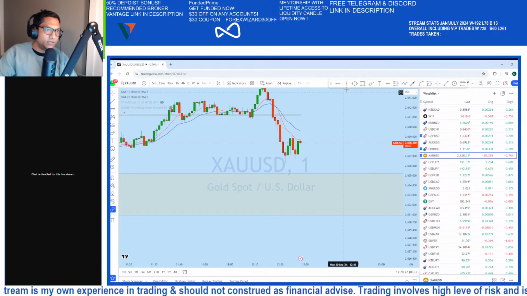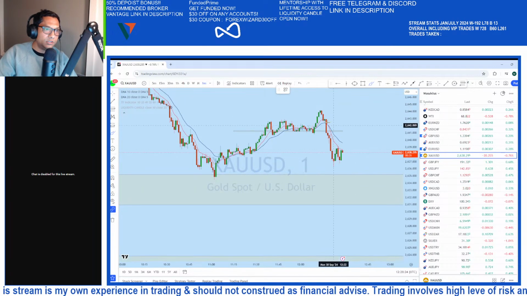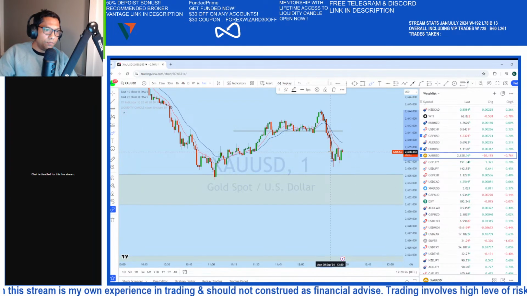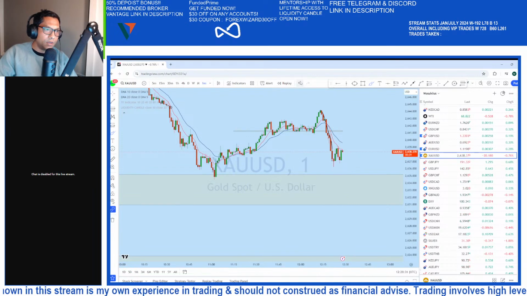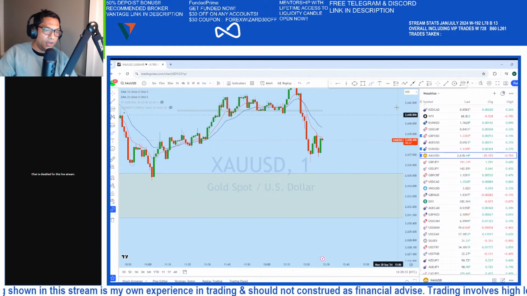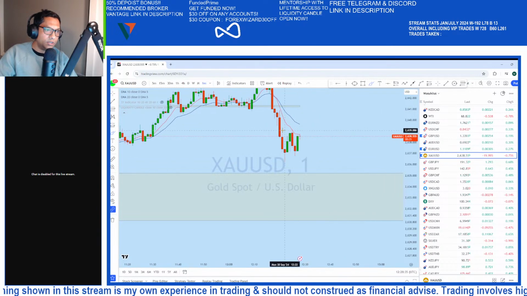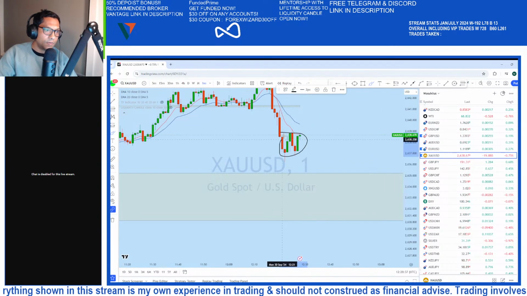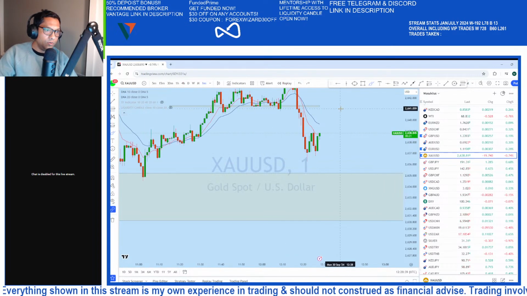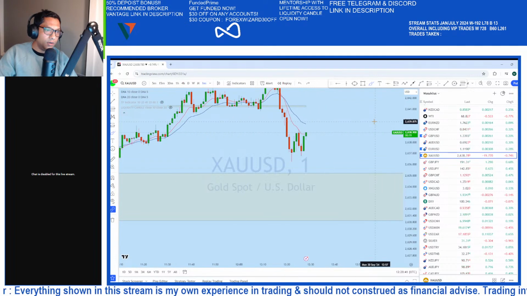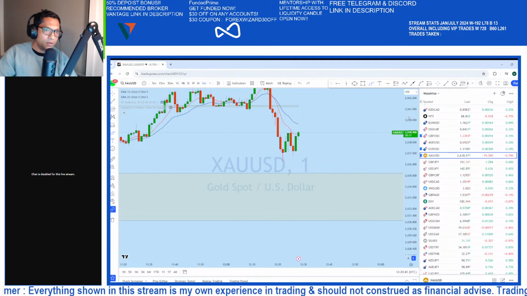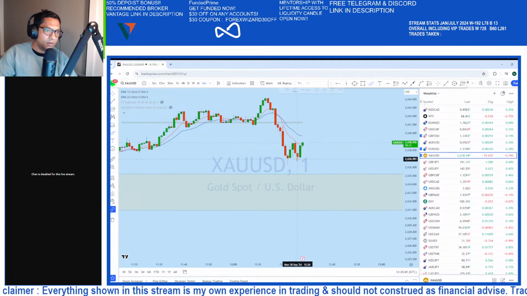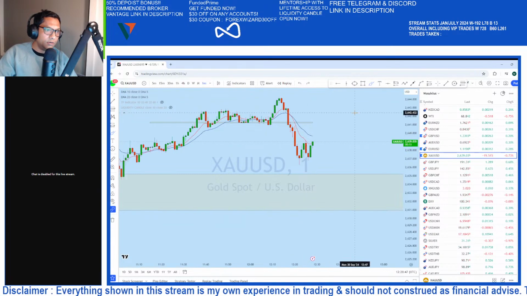Here, after this drop, there is a structure, a consolidation pattern, and from that consolidation pattern we can look for this impulse here.